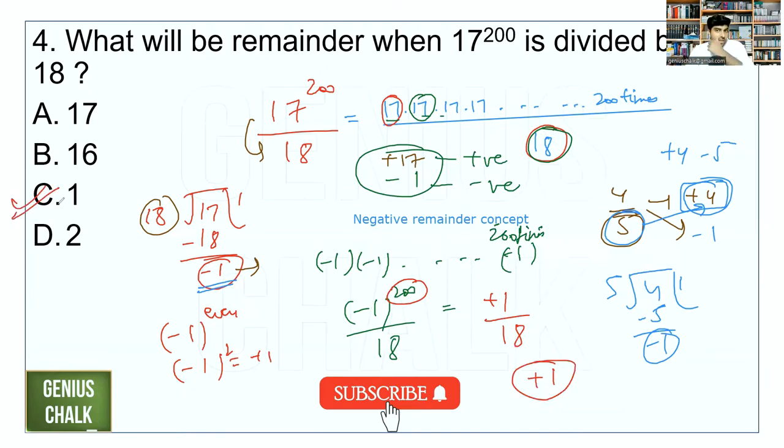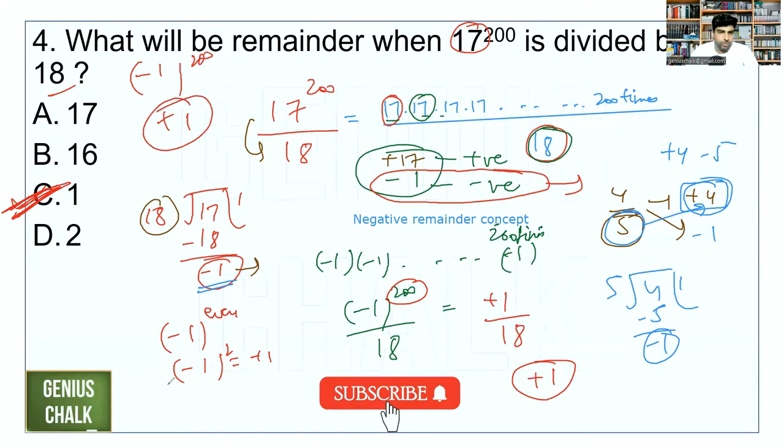We use this negative remainder concept to solve the questions fast. But this is never the answer, because the answer has to be the positive remainder only. Negative remainder we use just for fast calculations. So 17 by 18, remainder minus 1. Minus 1 to the power 200 is plus 1. So plus 1 divided by 18 is plus 1 only. So the answer is plus 1, option 3.